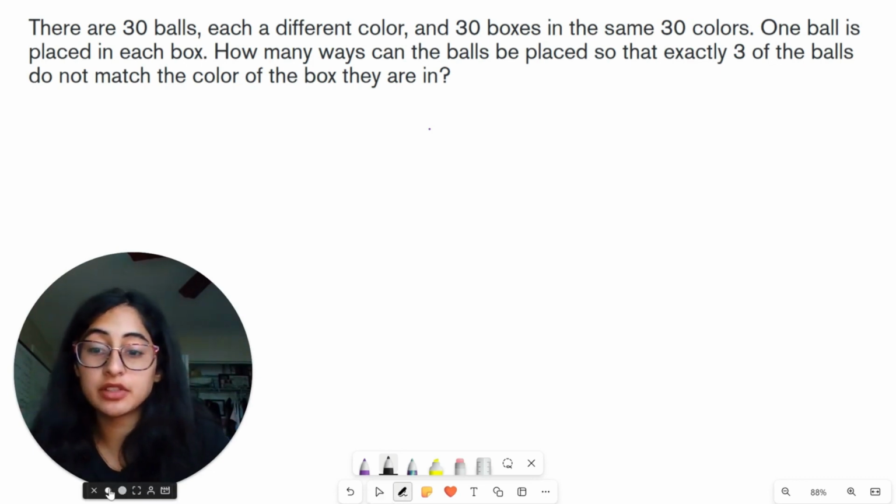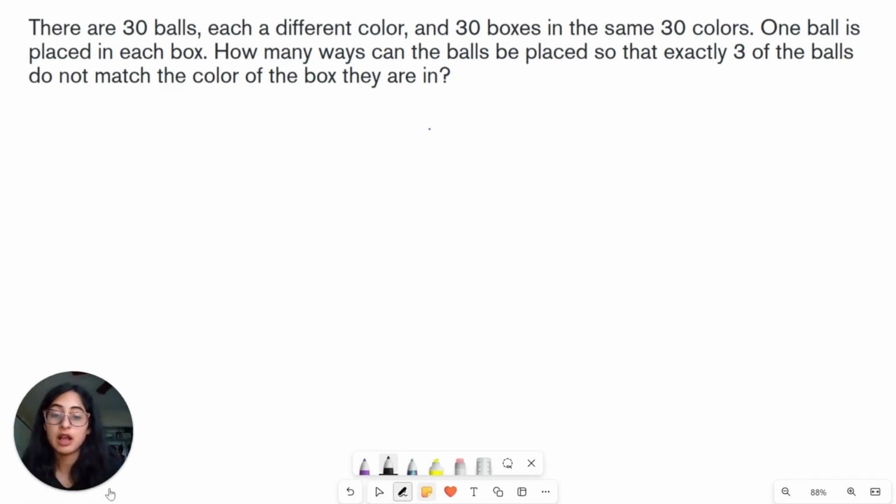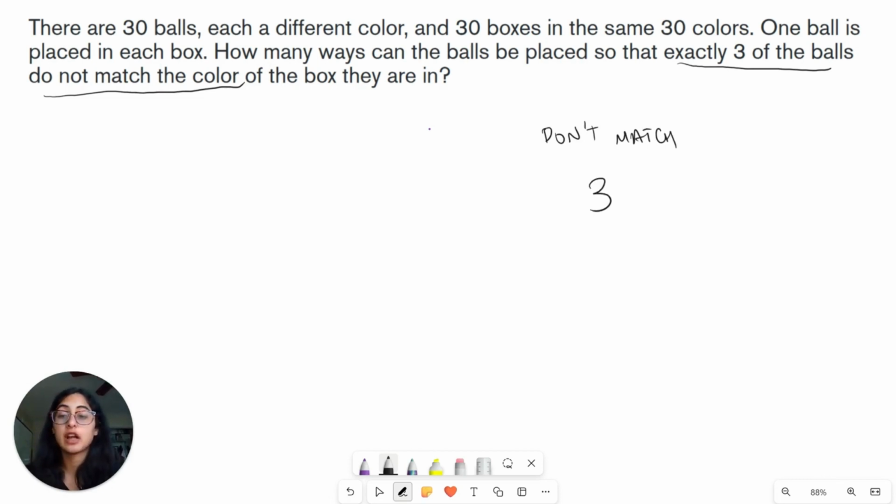The first thing we want to note is that the question is asking how many ways can these balls be placed so that exactly 3 of the balls do not match the color of the box that they're in. So we have 3 colored balls that don't match, and we're trying to find the way to rearrange all of these. But first we have to figure out how many ways we can pick these 3 colored balls. Because if there's 3 that don't match, then there's going to be 27 that do match.